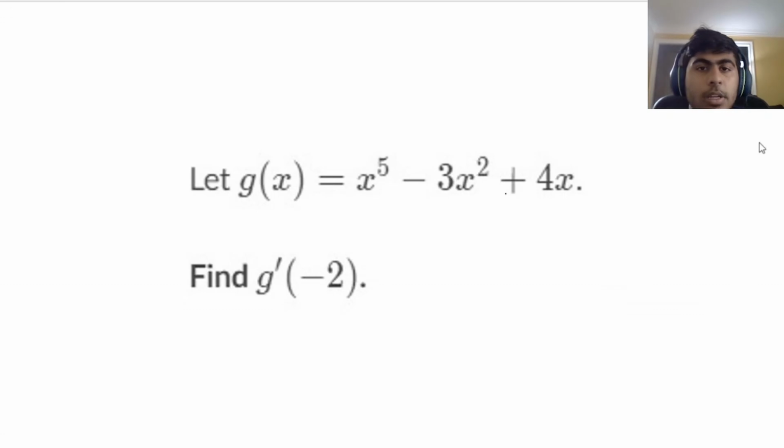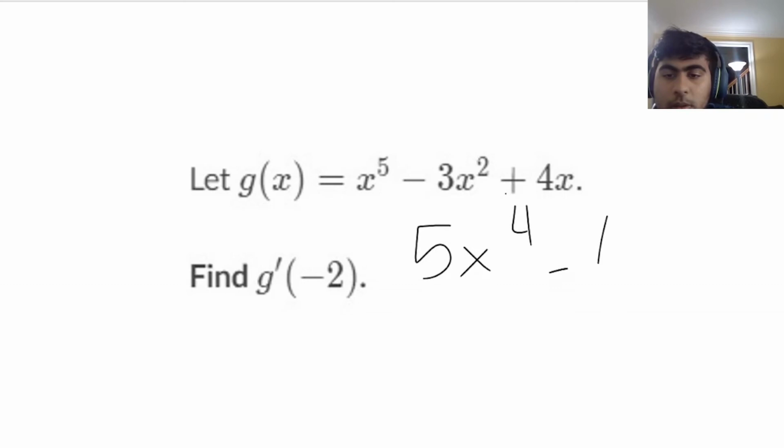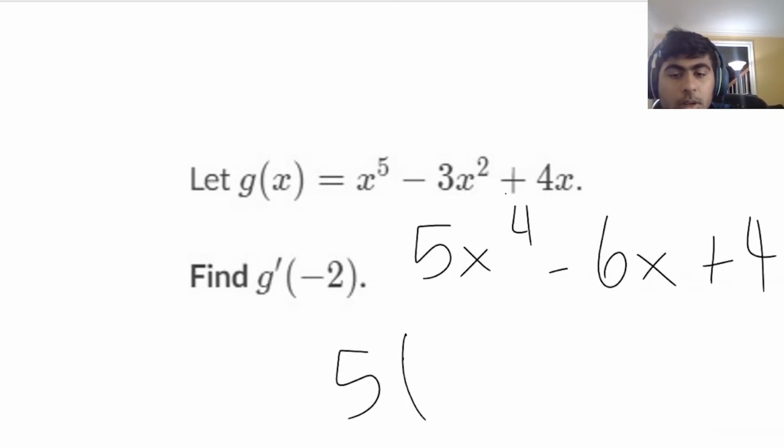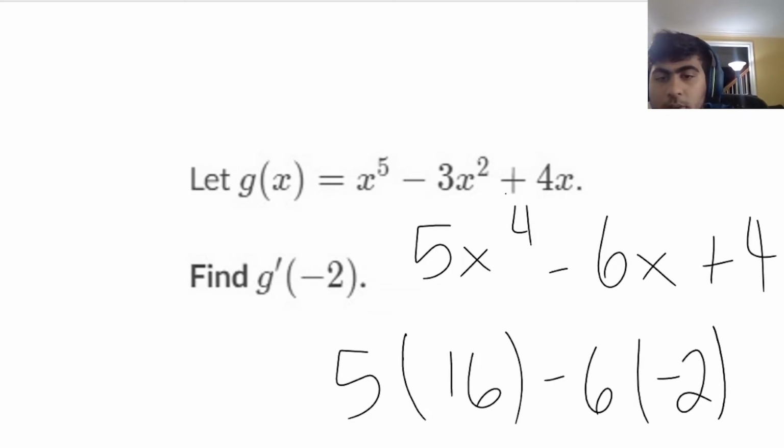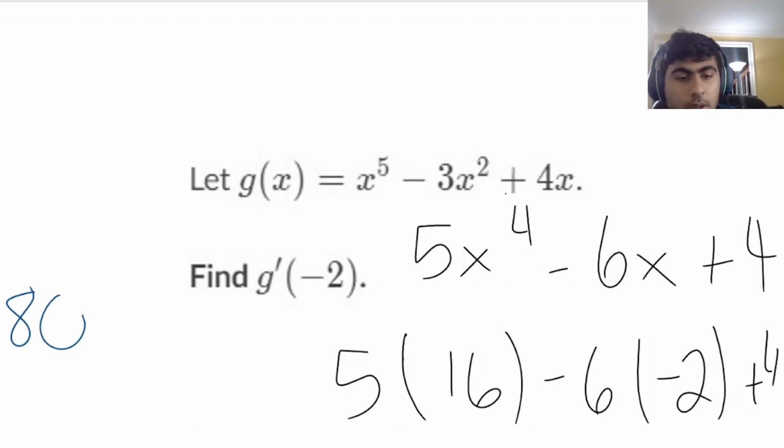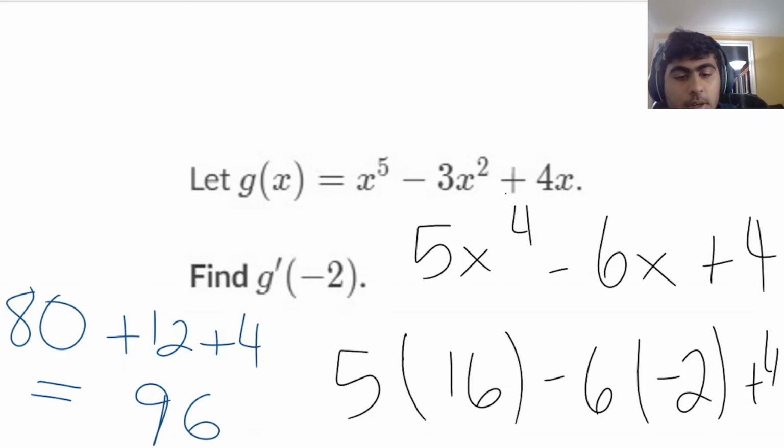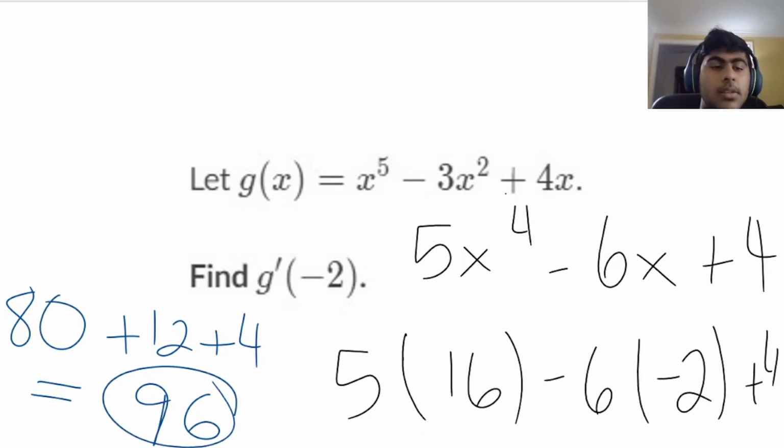So you know the drill at this point, so I'm not really going to explain every single step of it, but we're just going to go through it. Right, so here we go. Plugging in. And our final answer would end up being 96.